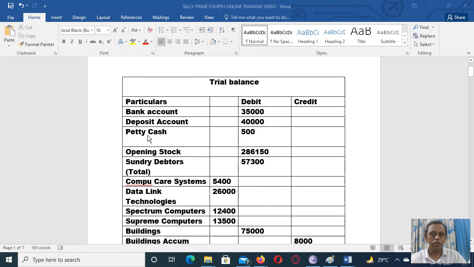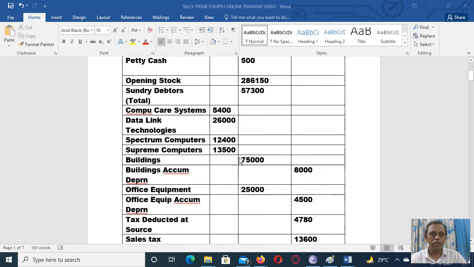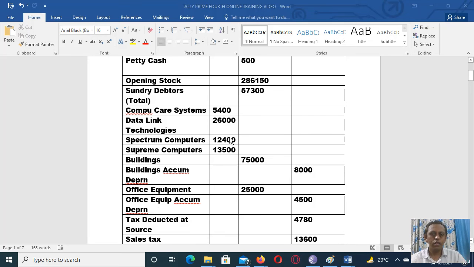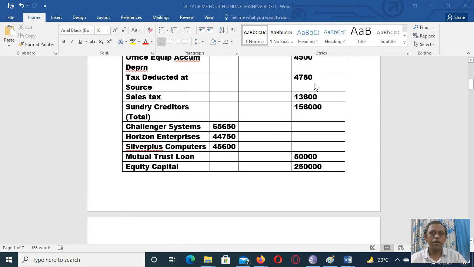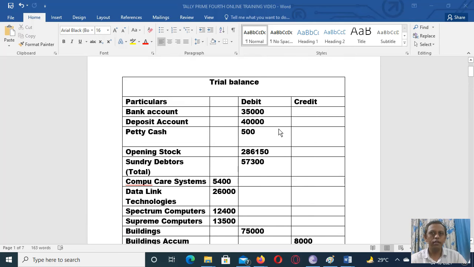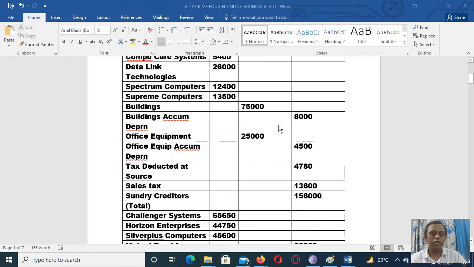So bank account, deposit accounts, that is 40,000, the cash, opening stock, then sundry debtors. Sorry, that's debtors only, beg your pardon. And then here we have sundry creditors. Creditors means the liabilities side, and debtors means the asset side. Means the debtors are our assets, and creditors are our liabilities in this trial balance.